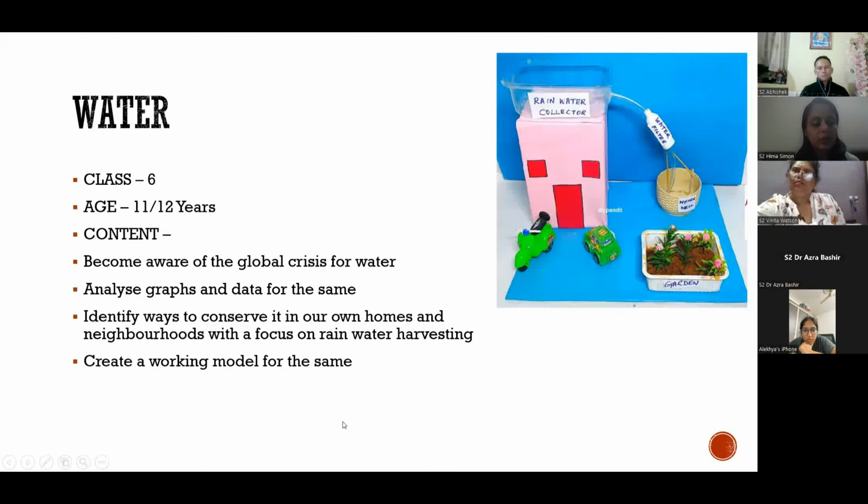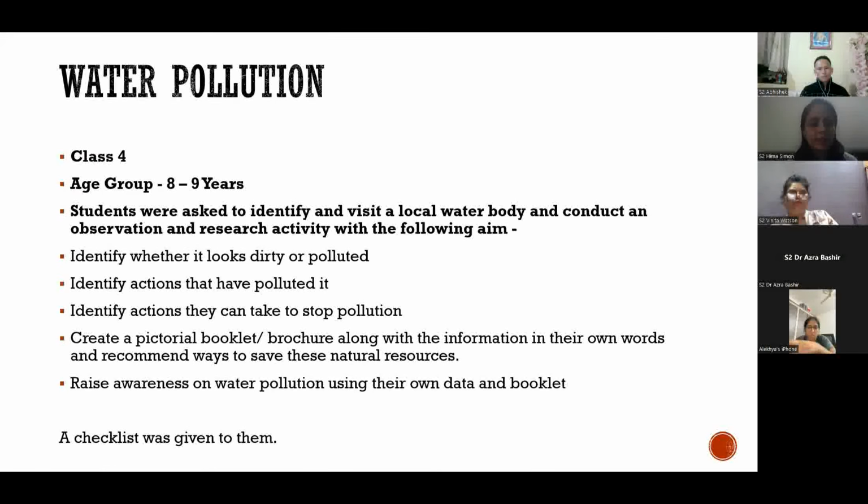After teaching the students about the importance of water and the problems caused by water pollution, we gave them a summer holiday project in which students were asked to visit a local water body and conduct observations and research about the quality of the water, causes of the pollution, how this pollution affects aquatic life, and actions to be taken to reduce this water pollution. They made pictorial booklets by pasting pictures and added information in their own words.